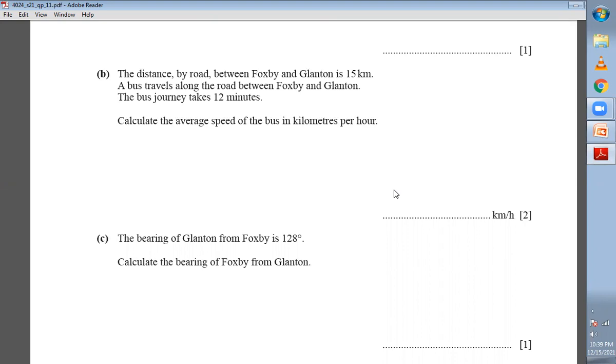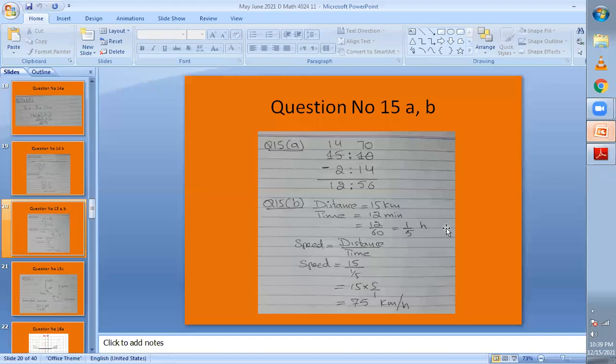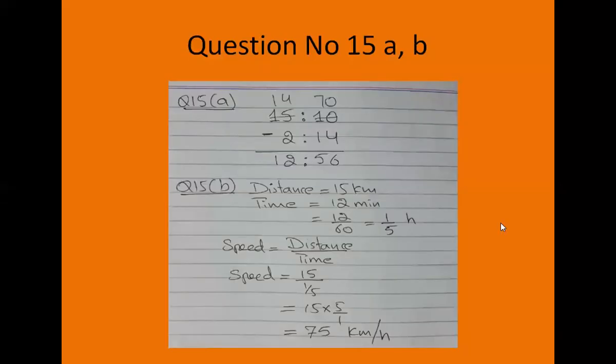If you want to convert 12 minutes into hours, in 1 hour there are 60 minutes. So divide 12 minutes by 60, and it will be converted into hours. Let me show you. It's a 2-mark question. Okay, so the distance is 15 kilometers and the time is 12 minutes. If you want to convert the 12 minutes into hours, you divide the 12 by the 60 and you get 1 by 5. 12 ones are 12, 12 fives are 60. So 1 by 5 hours.